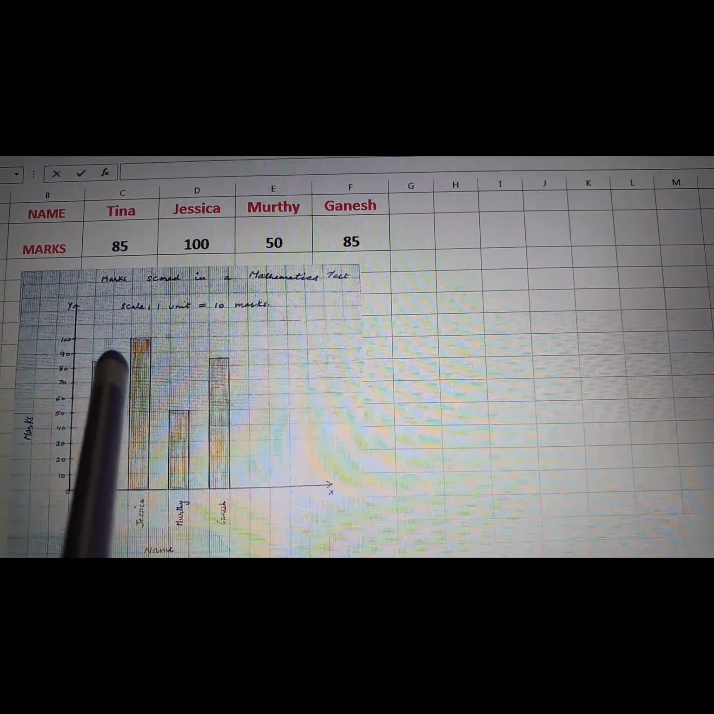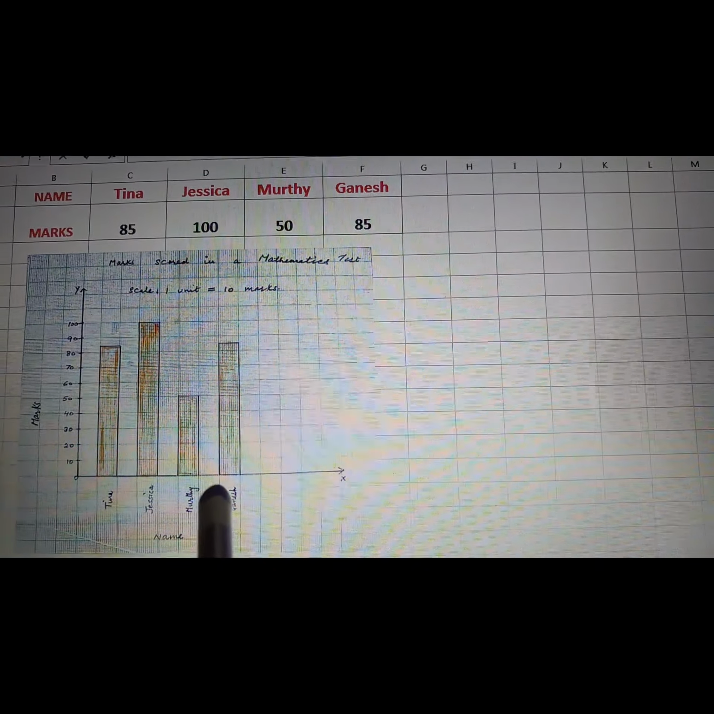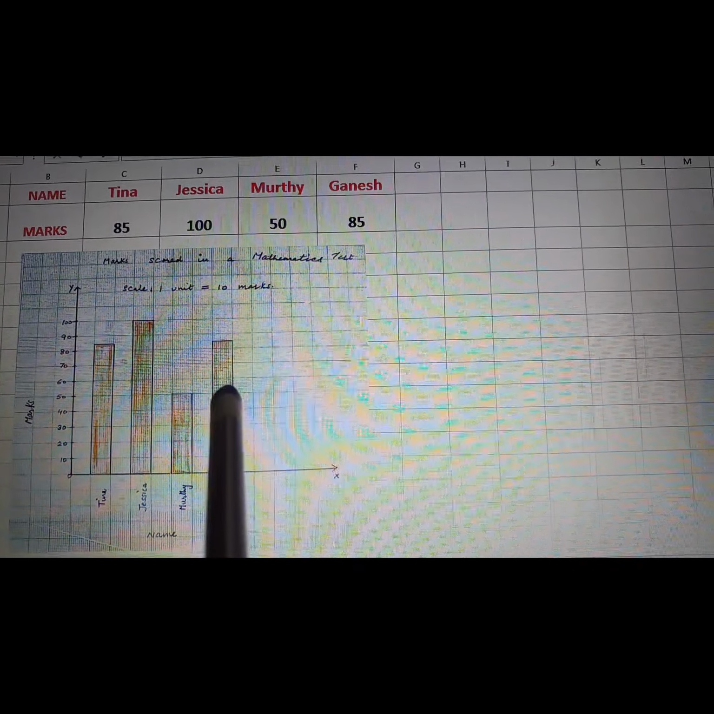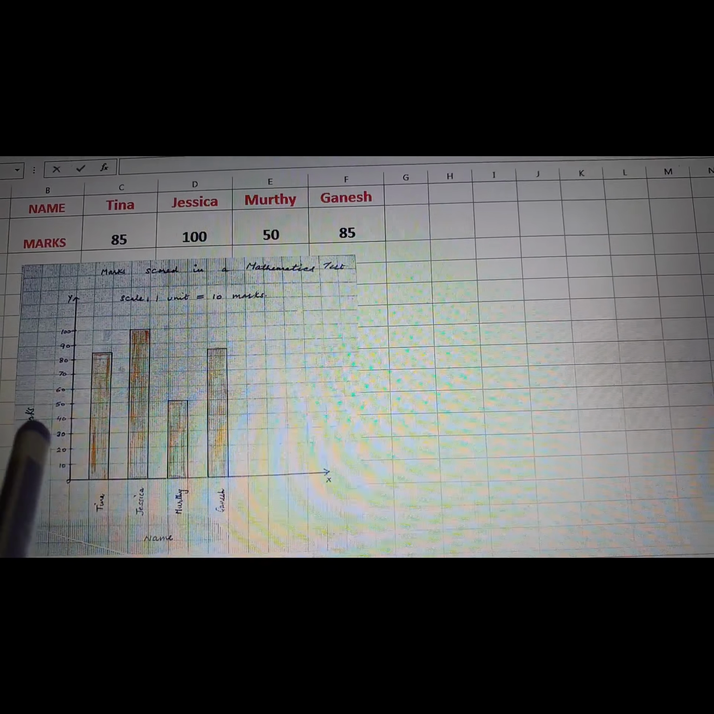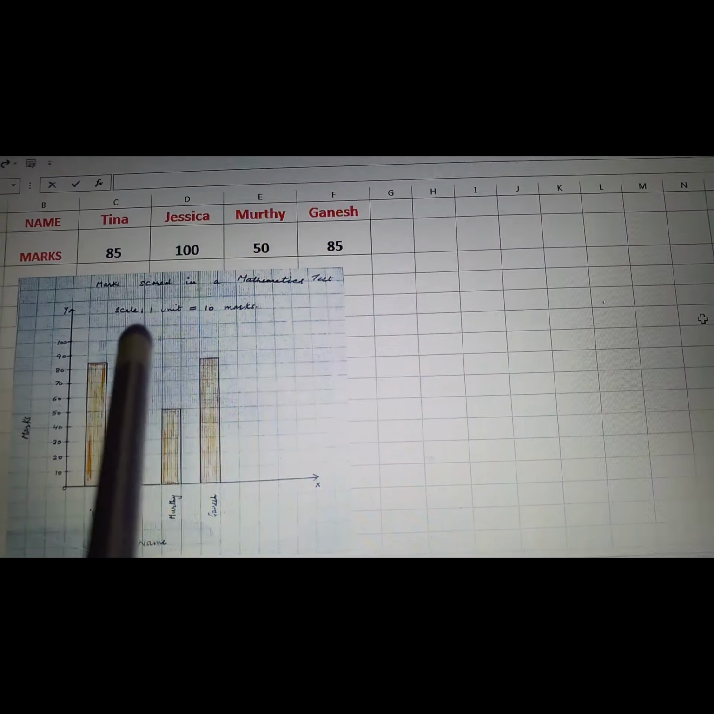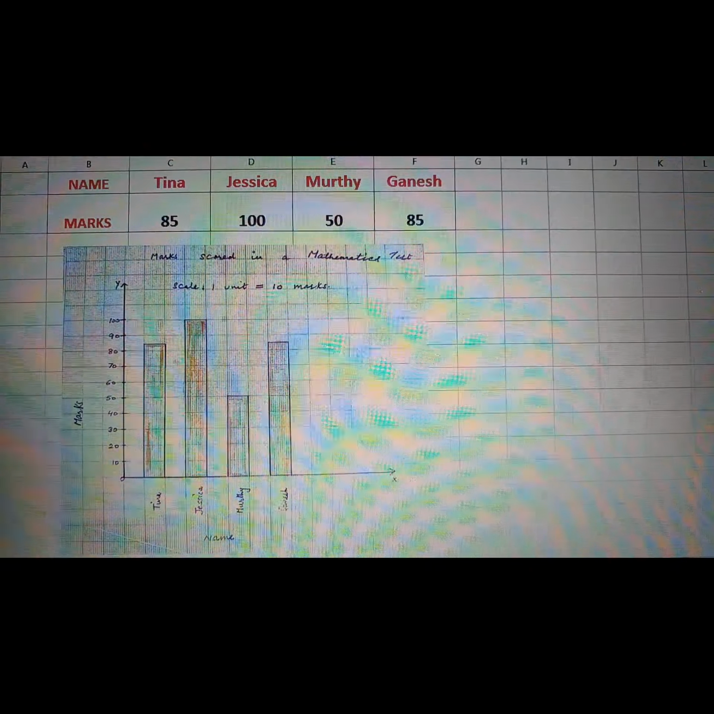Jessica scored 100 marks. Draw a rectangle up to 100. Murthy scored 50 marks. Draw a rectangle up to 50. And Ganesh scored 85 marks. So draw a rectangle up to 85 between 80 and 90. Write name here and write marks here. Give a name to the bar graph, that is Marks scored in a mathematics test, and scale 1 unit equal to 10 marks.